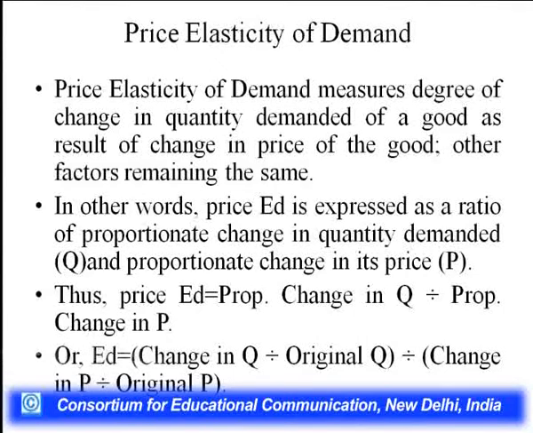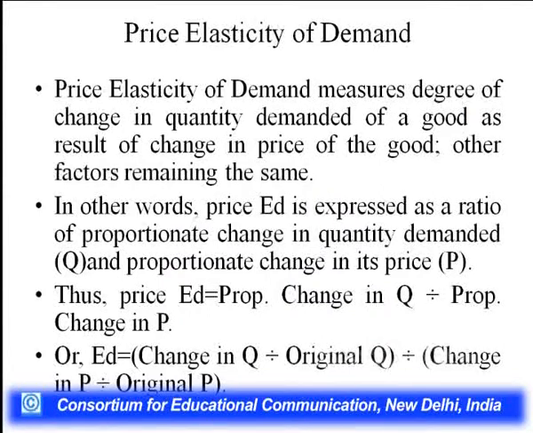So, we have three types of elasticity depending on three important determinants of demand for a commodity. One is the price elasticity, the other is the income elasticity, and the next one is the cross elasticity of demand. Price elasticity of demand measures the degree of responsiveness of the change in demand as a result of a change in the price of the commodity alone, other factors remaining the same. In other words, price elasticity of demand is expressed as a ratio of proportionate change in quantity demanded, denoted by Q, as a result of proportionate change in its price alone, represented by P.